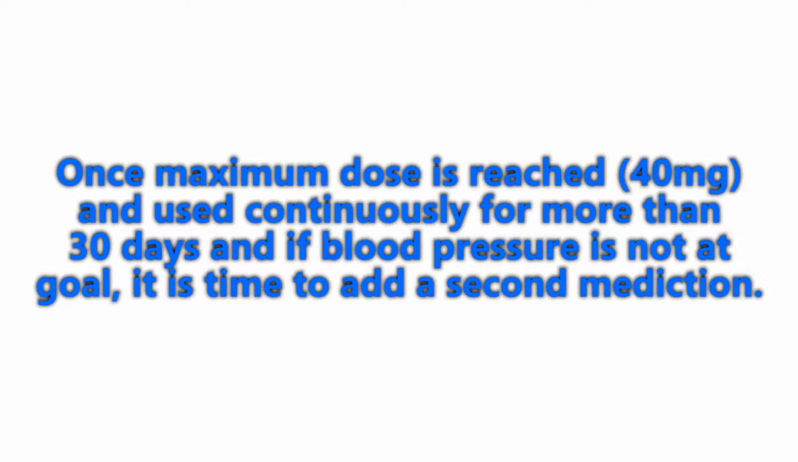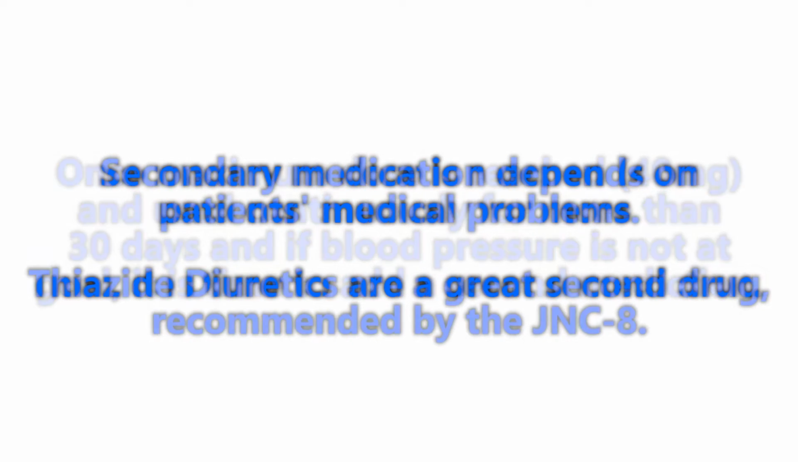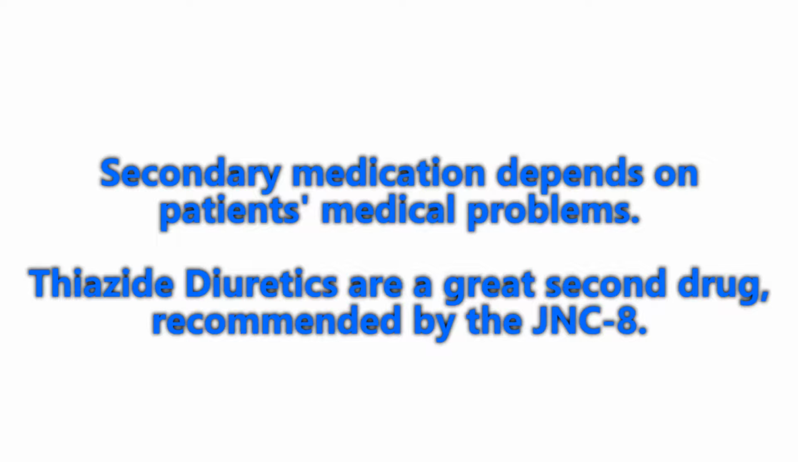So once the maximum dose is reached and used continuously for more than 30 days, and if the blood pressure is not at goal, it's time to add a second medication. So what's a good second choice? The medication to add depends on the patient's medical problems, of course. The standard in the JNC 8 would be to start with a thiazide diuretic or an ACE inhibitor. So if you've started with an ACE inhibitor this time, you would add a thiazide diuretic. And we've already talked about my favorite, which is hydrochlorothiazide.